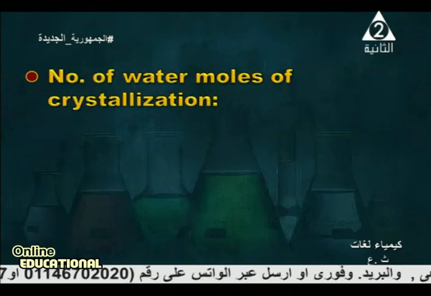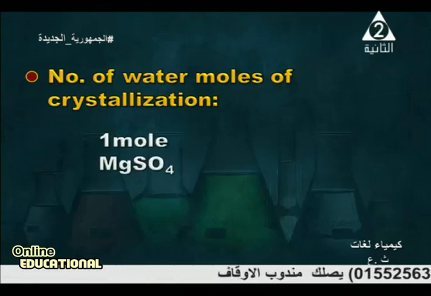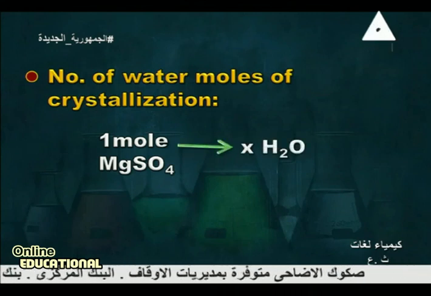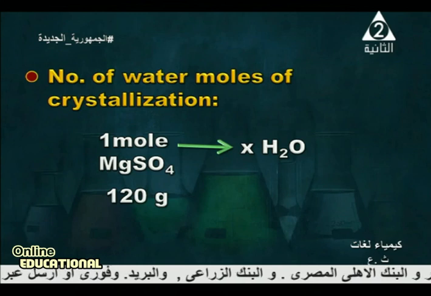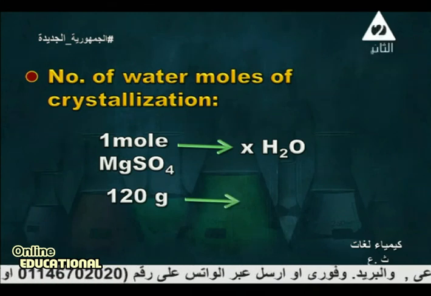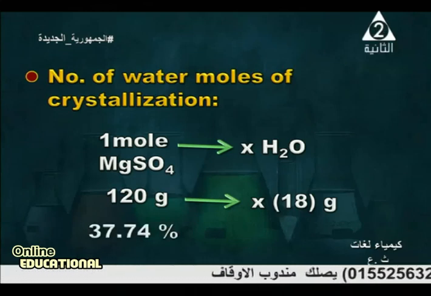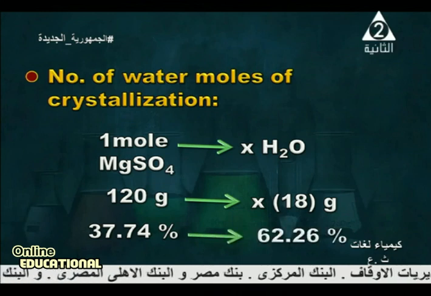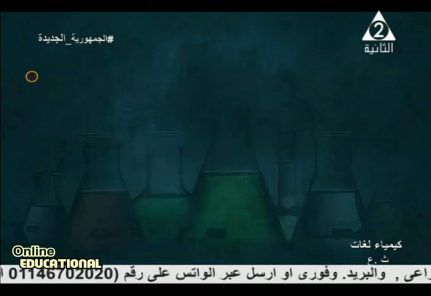Now, I make this shape. The number of moles of water of crystallization: 1 mole MgSO4 means X moles of water. This means 120 grams of magnesium sulfate, its molar mass, equals what? X times 18 grams. After that, 37.74% for the solid magnesium sulfate equals what? Equals 62.26%. My dear, what do you do after that?